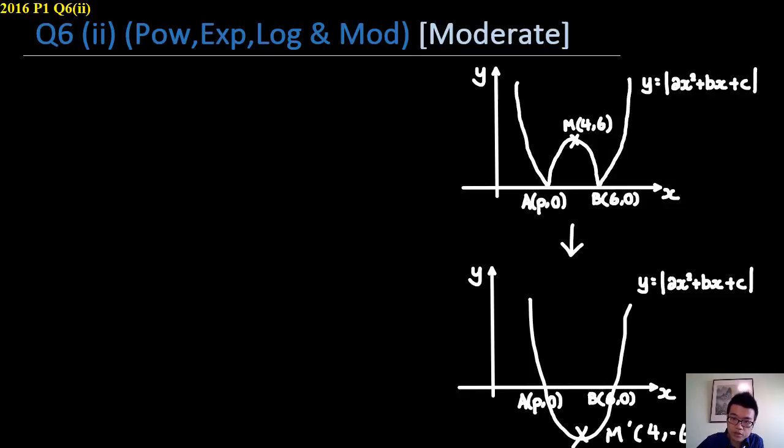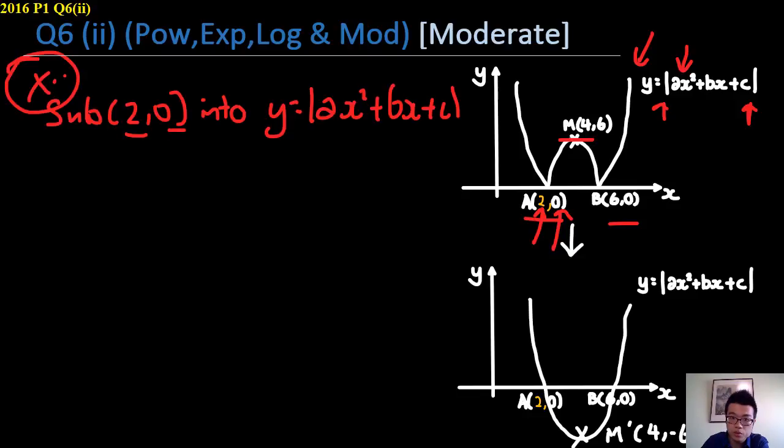For 6 part 2, you're asked to find the values of A, B, and C. Using these three values, you'll be able to solve your answer by subbing the x value, here being 2, and the y value being 0, into the equation. But when you do that directly with the modulus sign, you'll be stuck with the modulus. Let's say over here you sub 2, 0 into the equation.